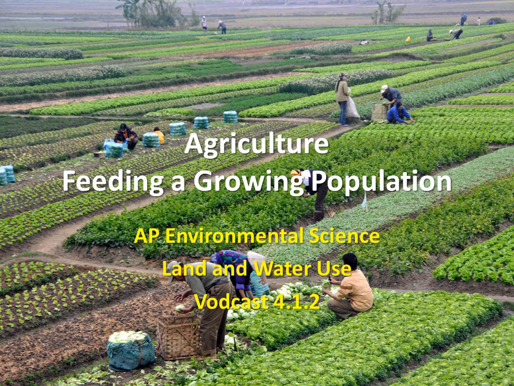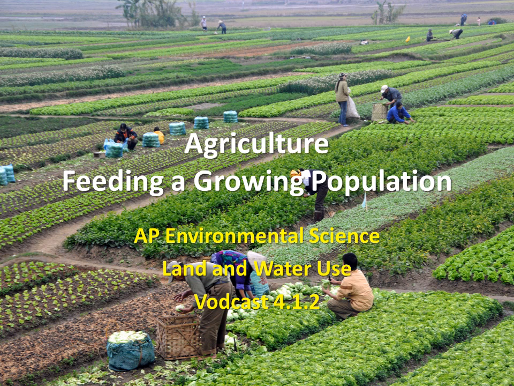Okay, today we are continuing with our agriculture, which is part of Unit 4, AP Environmental Science Standard Land and Water Use. We're still looking at feeding a growing population. So previously we talked about the human population and the nutritional needs of individuals within those populations. This requires that we understand how we actually come about feeding people.